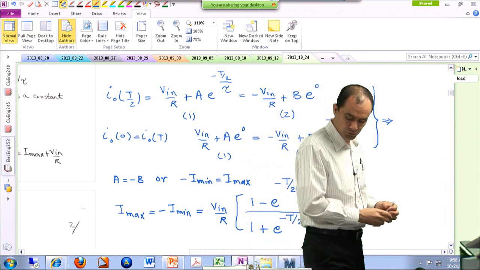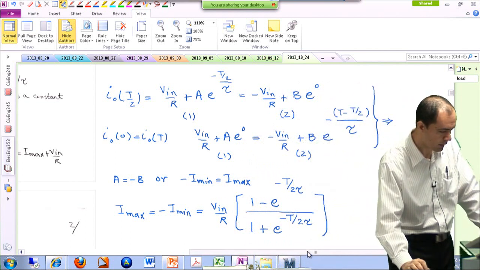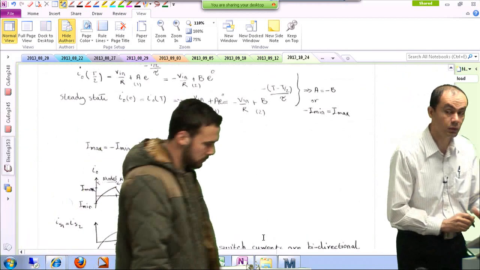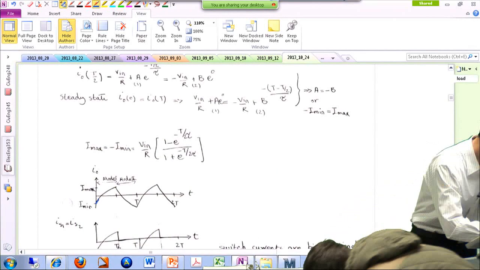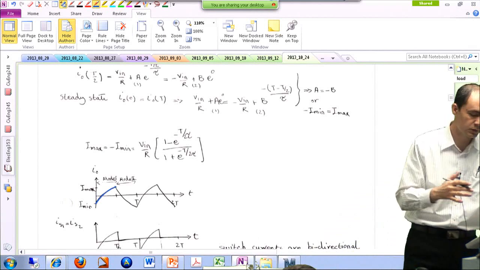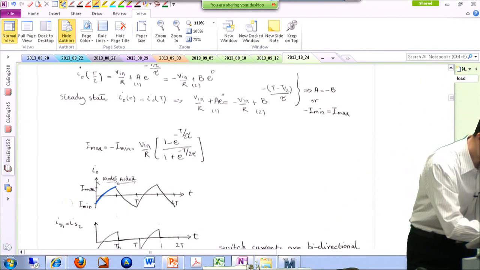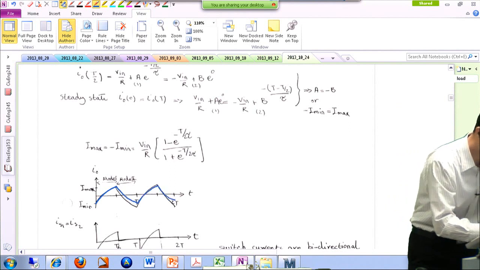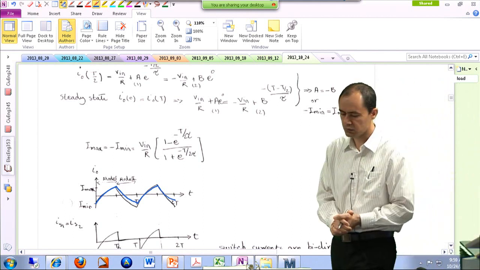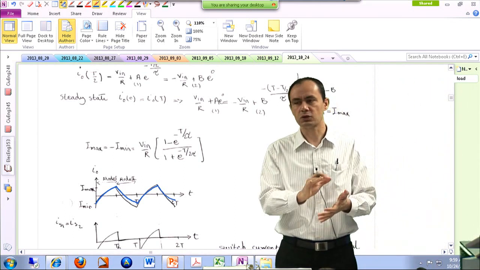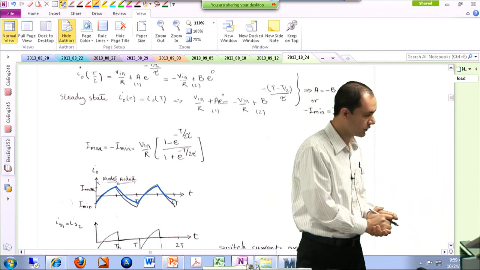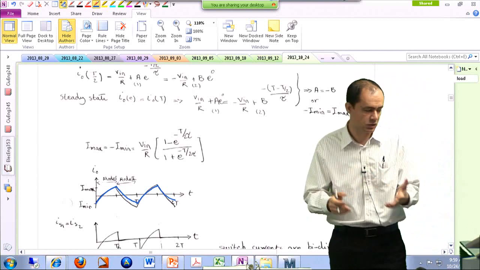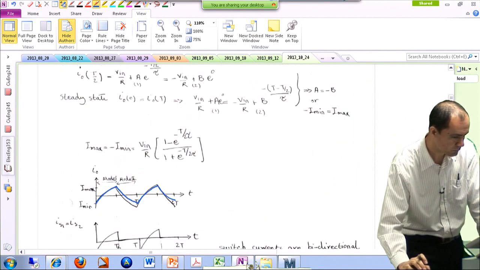So I already had the waveform for the output current, and now that I have I max and I min, for sure we can argue that the output current looks like this. There's an exponential term going from I min to I max, and then comes down, and then comes up, and then comes down, something like that. All right? So this is our output current. Now one may ask, now that we have the current waveform for the output current, what about, for instance, the current waveform of our switches? For instance, switch number 1 and switch number 2.